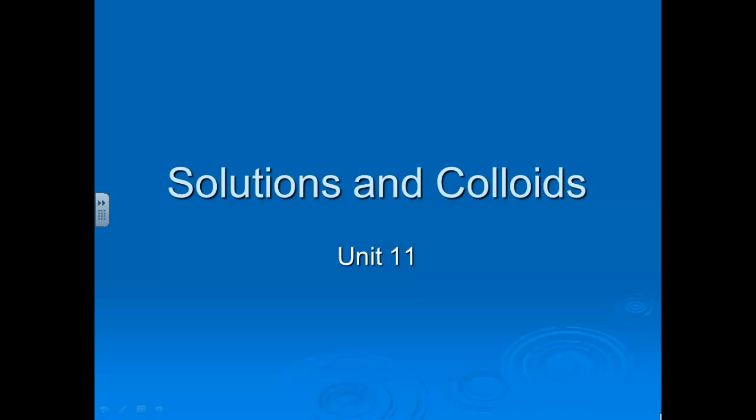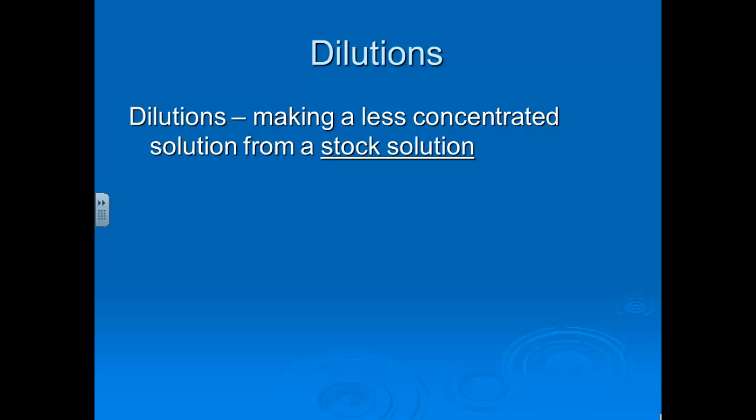What we're going to talk about today is how you can take something that is very concentrated and make it not so concentrated. And that's called a dilution. Just like if you would dilute your coffee, we can do the same thing with chemical solutions. We can make them less concentrated. So a dilution is making a less concentrated solution from what's called a stock solution. And a stock solution is something that you already know what its concentration is. So a solution of known concentration is sometimes called a stock solution.